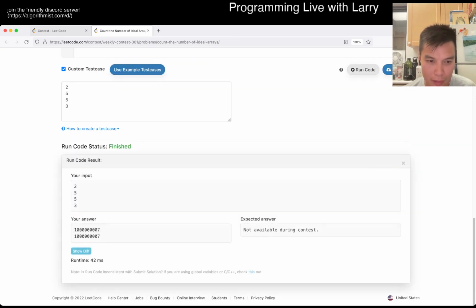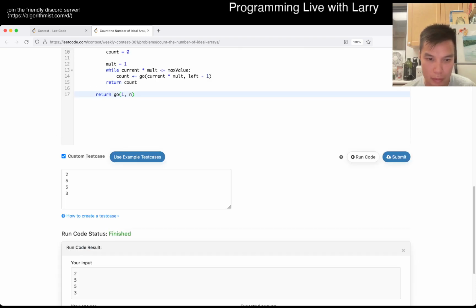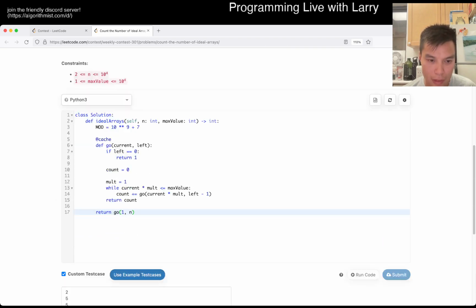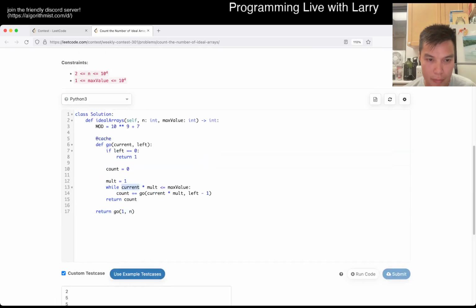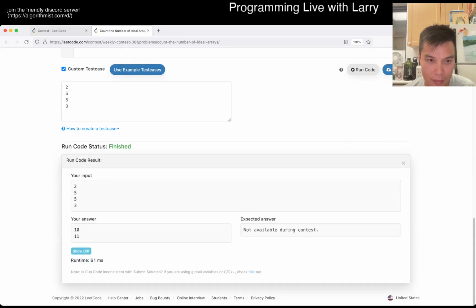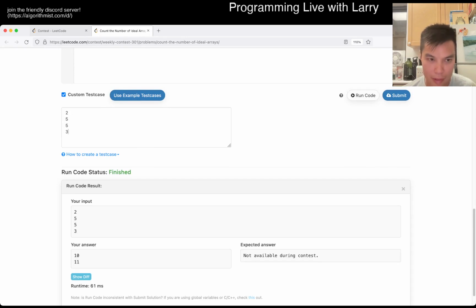This is gonna be right, but is it too slow? I was wrong about it being right. Oh, I didn't actually return it, that's why. But oh well, this part's an easy fix. 10 and 11. Oh wait, that's right, but is it fast enough?